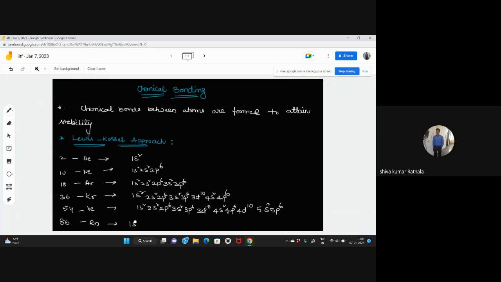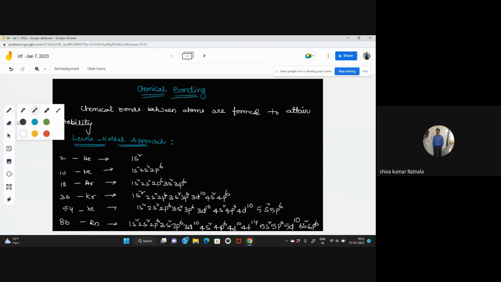Next one, radon, 86. The configuration will be 1s2, 2s2, 2p6, 3s2, 3p6, 3d10, 4s2, 4p6, 4d10, 4f14, 5s2, 5p6, 5d10, 6s2, 6p6.